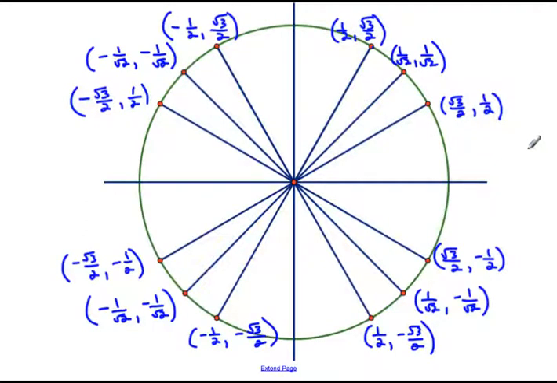So these are the values that you should have gotten. The x values are negative on the left half of the Cartesian plane, and the y values are negative on the bottom half of the Cartesian plane. So check your answers against these.